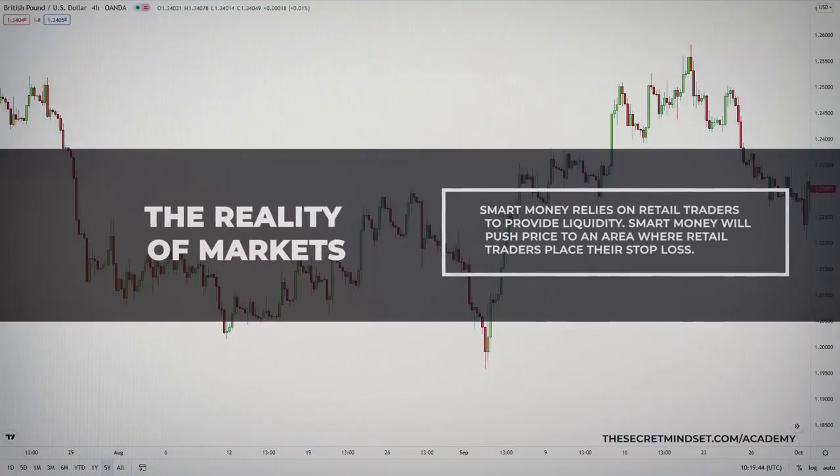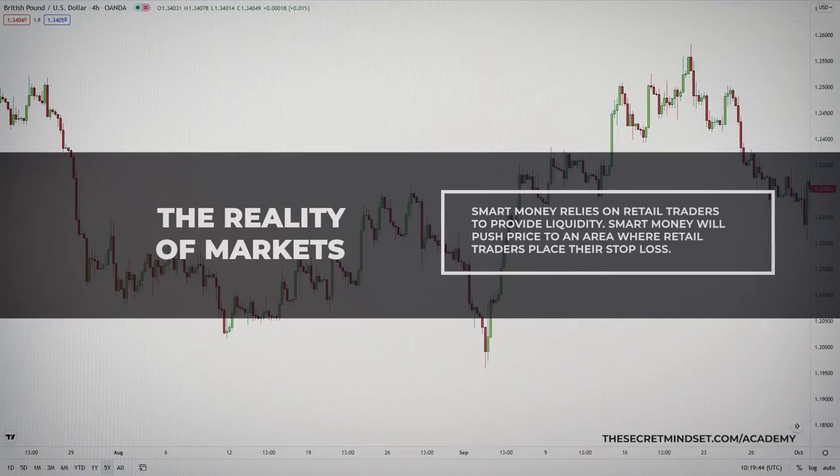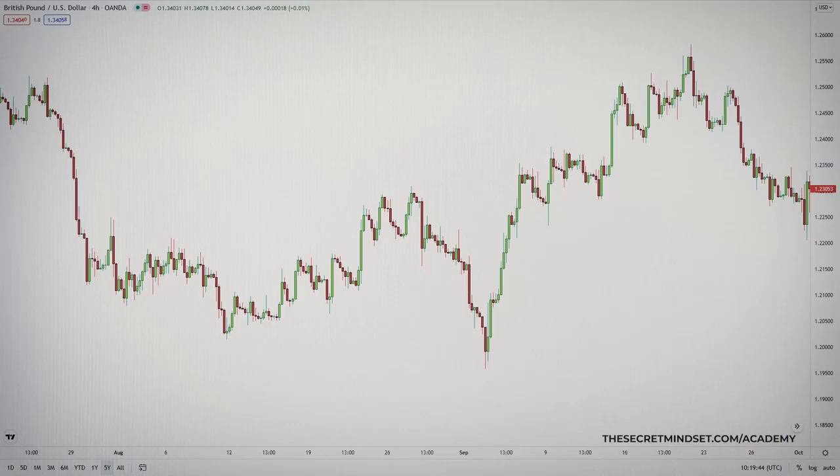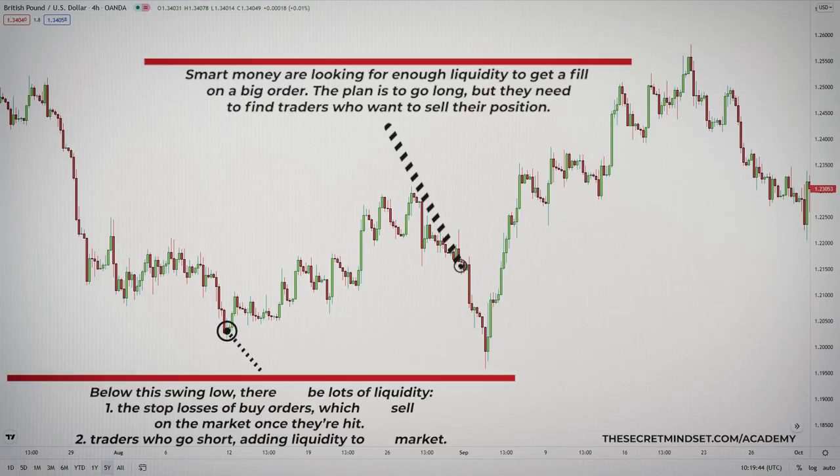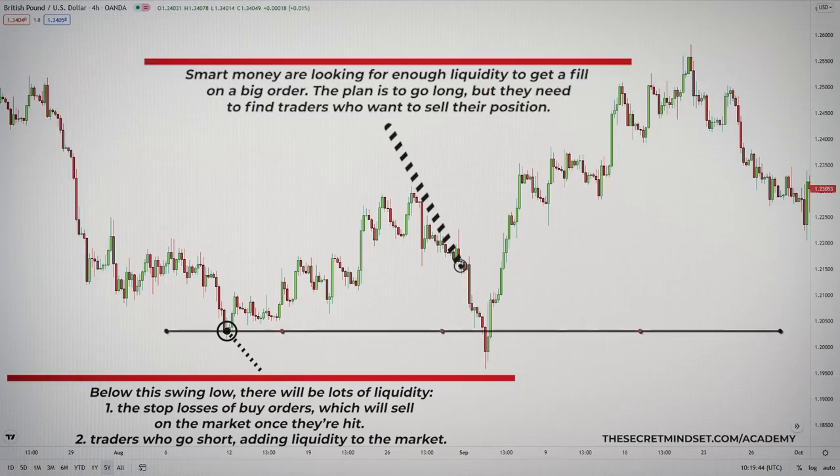Another aspect is that institutional traders understand where liquidity is accumulating. Let's take this chart as an example. The institutional trader is looking for enough liquidity to get a fill on his big order. He wants to go long, but he needs to find traders who want to sell their position to him. Below this swing low, there will be lots of that liquidity. First, you will have the stop losses of buy orders, which will sell on the market once they're hit. Additionally, there will also be traders who will go short, again adding liquidity to the market.